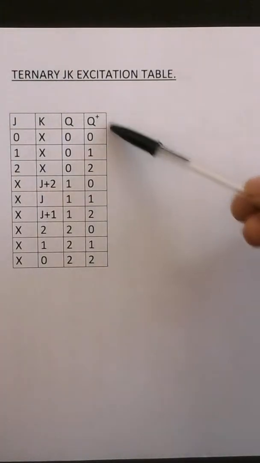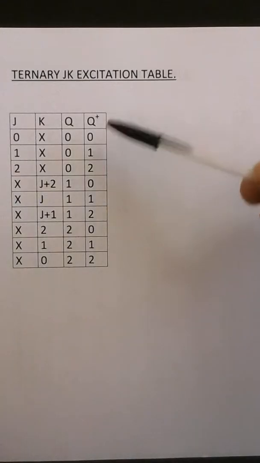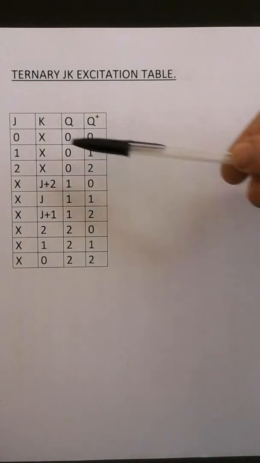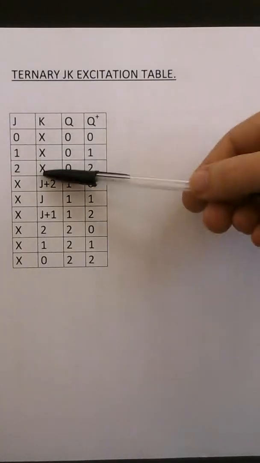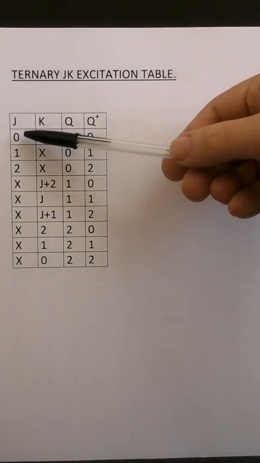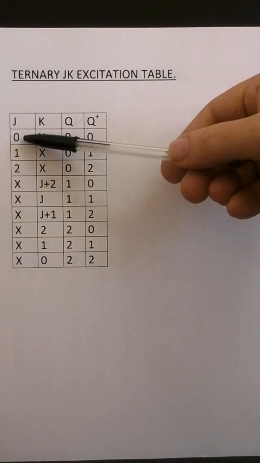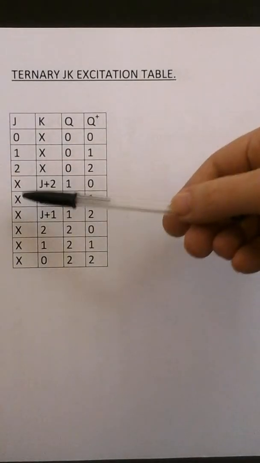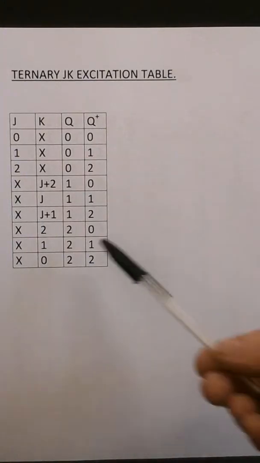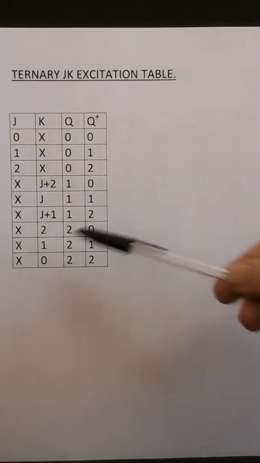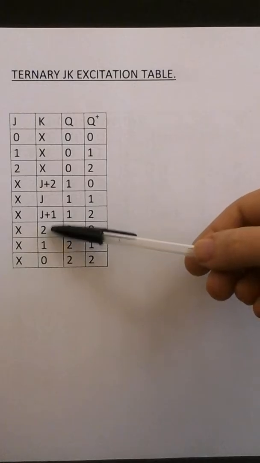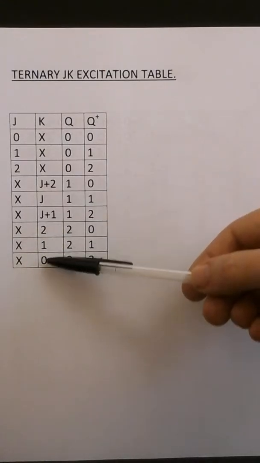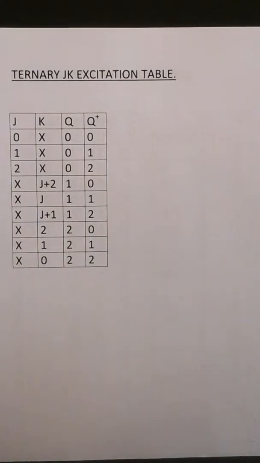One trait of these truth tables is that in the first n rows of the truth table, k is an X, a don't care state, and j is the values of n in ascending order: 0, 1, 2, 3, 4, etc. And in the last n rows, j is an X and k is the values of the base in descending order: 2, 1, 0 or 3, 2, 1, etc.